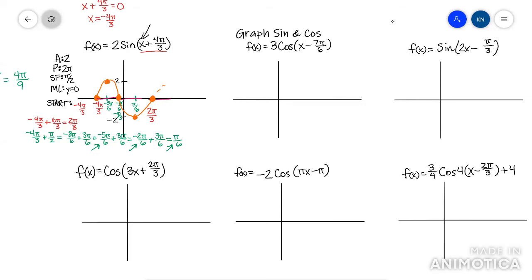All right, let's look at another. I'm going to start my checklist. The amplitude here is 3. The period is 2 pi divided by b, but there's no b value there, so it's just 2 pi, which means the scale factor, just divide that by 4, and you get pi over 2. The midline, there's no shift at the end, so it's just y equals 0. And then I've got the start. If you set x minus 7 pi over 6 equal to 0, you would get 7 pi over 6 as your start.